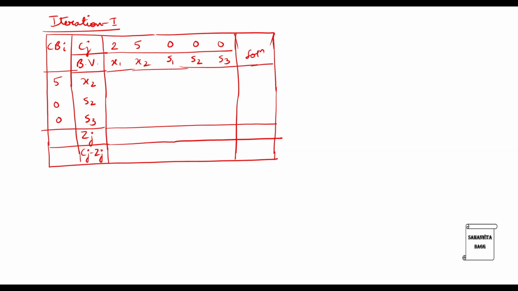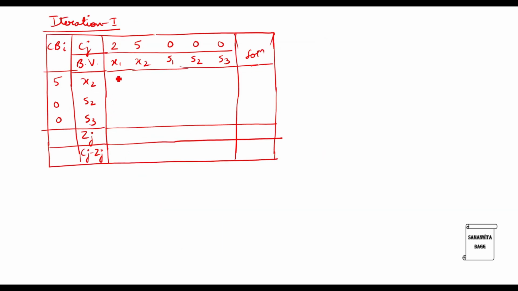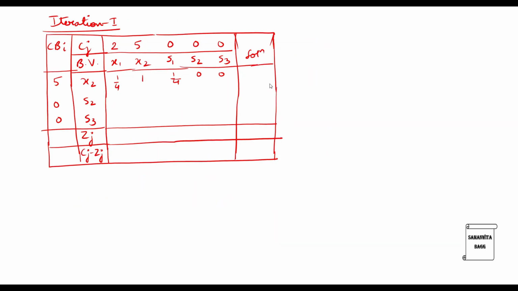We will start with the first row because this contains the key element. So we will divide each term by 4. The first term is 1 by 4, the second is just 1, then again 1 by 4, this is 0, 0. In this place it is 24, so 24 by 4 is 6. We have divided all the terms by 4.